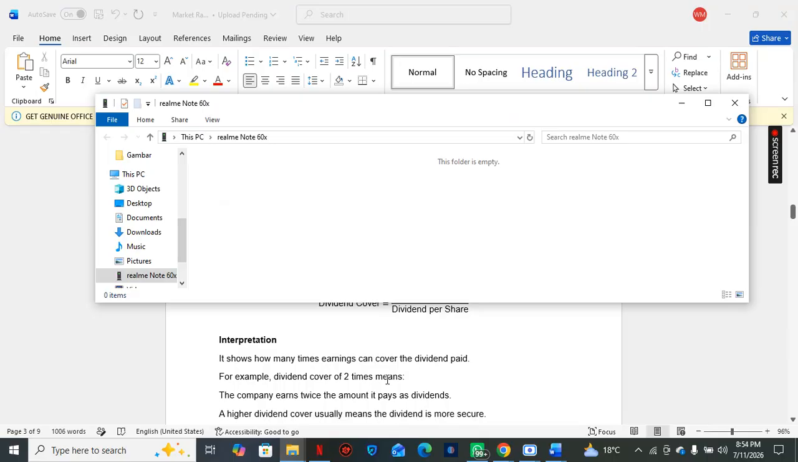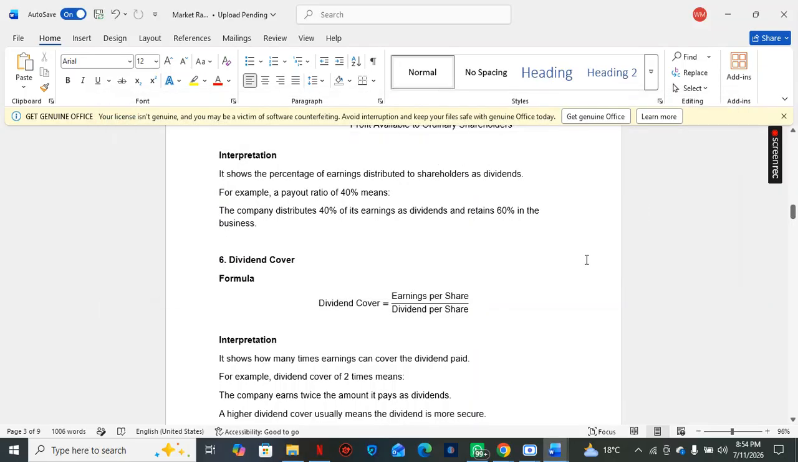Now remember, with the dividend cover, if it's 2 times, it doesn't mean the company will pay the dividends twice. No, it is just giving a theoretical scenario that if the company had to pay its dividends, it would pay it 2 times. So it doesn't mean the company paid twice.